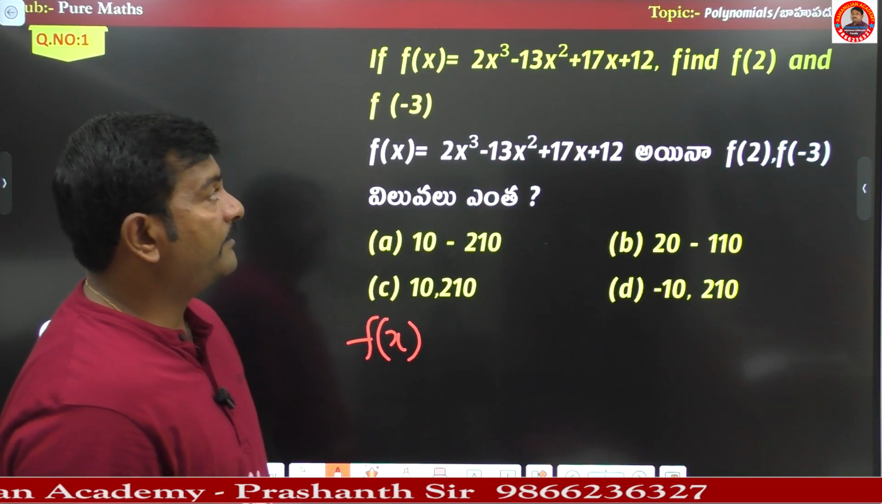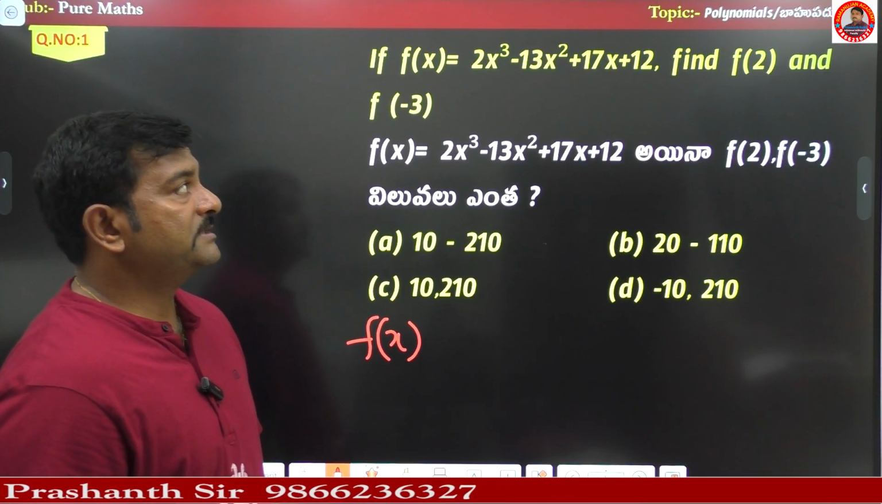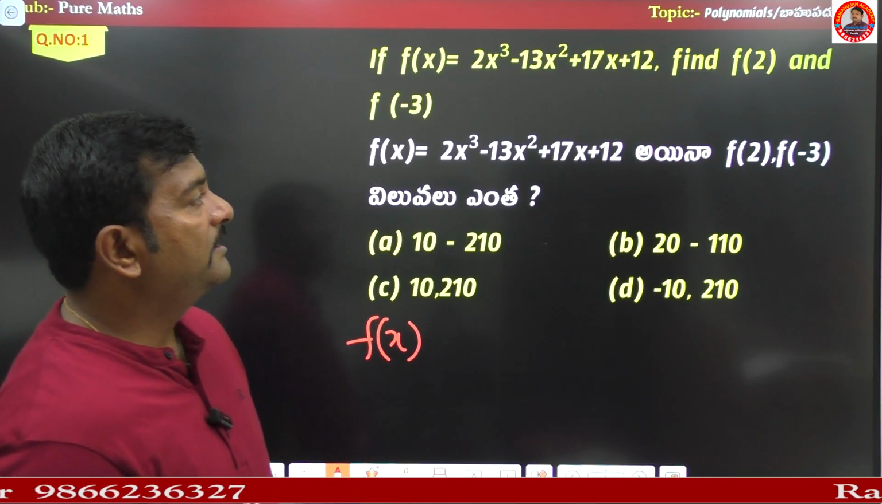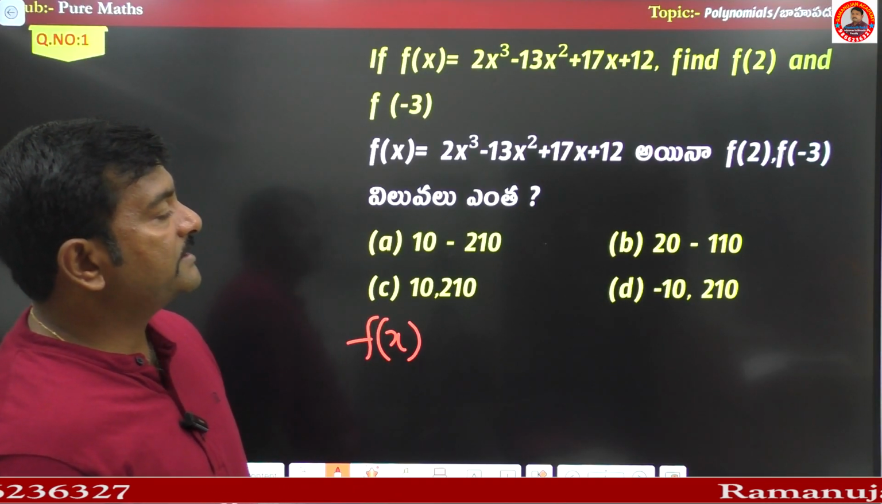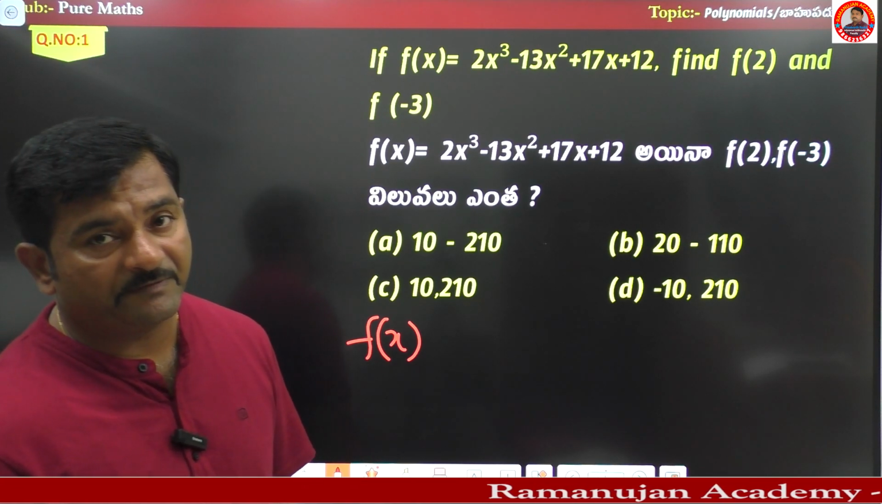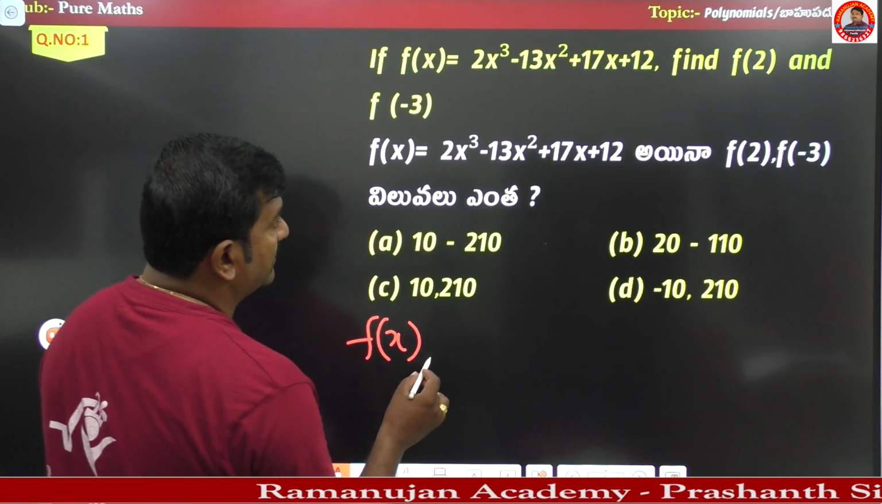What is the f of x polynomial? 2x cube minus 13x square plus 17x plus 12. This is the given f of x polynomial. Then he asked to find the f of 2 value and the f of minus 3 value. So this is the f of x polynomial.